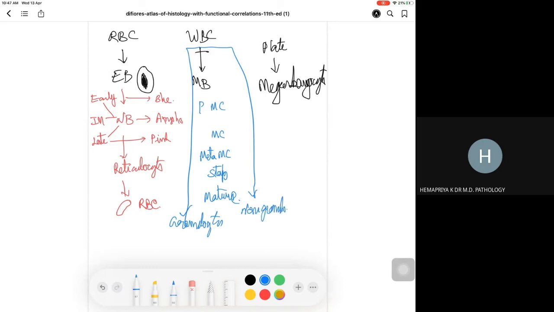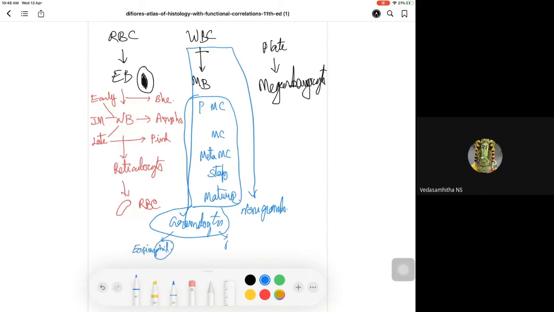Whatever I mentioned, promyelocyte, myelocyte, metamyelocyte, stab and mature form, it is for the granulocytes. And in the granulocyte, these granules, some of them love eosin stain, so we call it eosinophils. Some cells will love the basic dye, that is hematoxylin, and that's why they are called basophil. And some are like neutral, okay, so that is known as neutrophil.